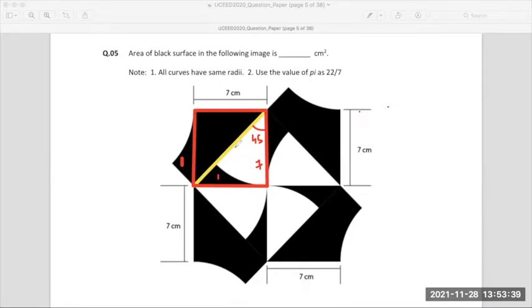ये ट्राइंगल जो है उसका एरिया कितना है? Can you tell me what it is? How do we calculate? Half into base into height. 49 by 2. So 49 by 2 is the area, which comes to about 24.5. बराबर बोला मैंने? Yes, ma'am. Thank you. 24.5.